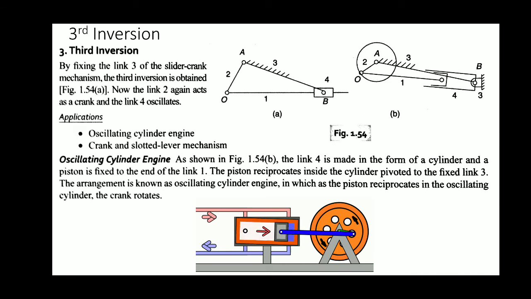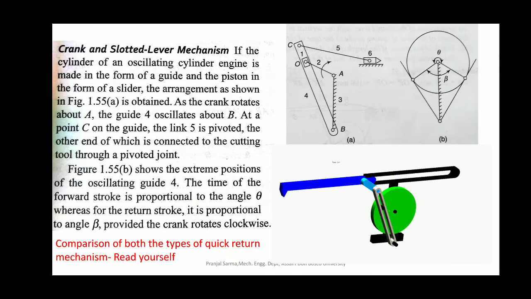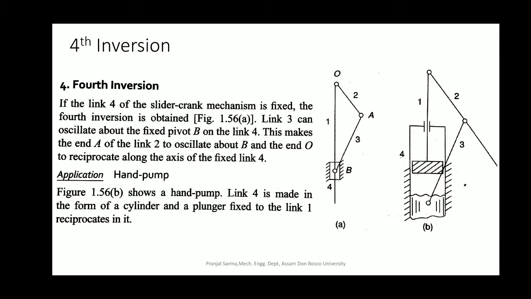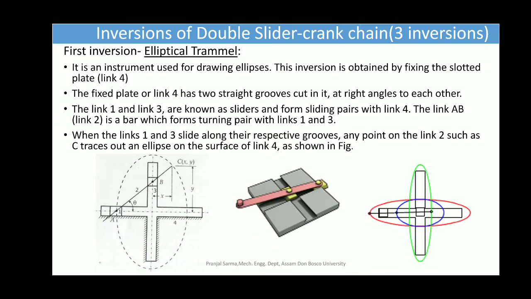Similarly, in the third inversion we have discussed the oscillating cylinder engine as well as the crank and slotted lever quick return motion mechanism. Those things we have already discussed. And later on, in the fourth inversion, we have discussed the application of the hand pump. So today in this lecture we are going to discuss the inversions of the double slider crank chain.